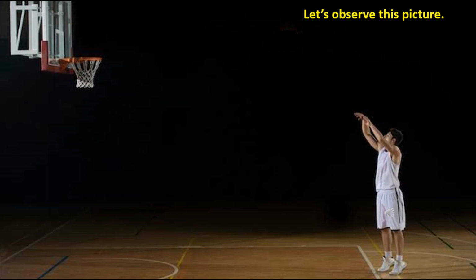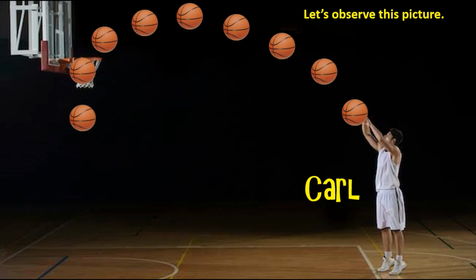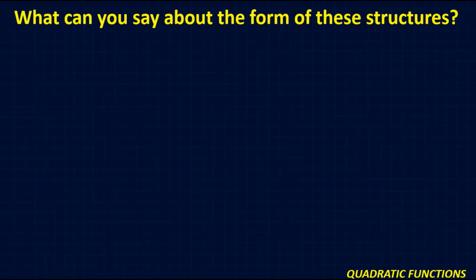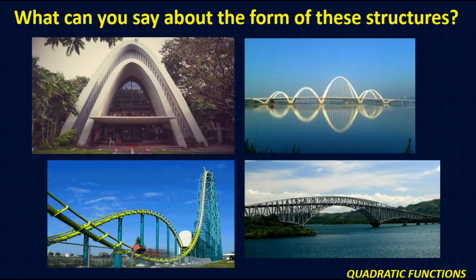Here, what can you say about the pattern or the line that is formed as Carlo shoots the ball in the basketball ring? How about this? What can you say about the form of these structures? Yes, you are correct. Those structures have curved lines.